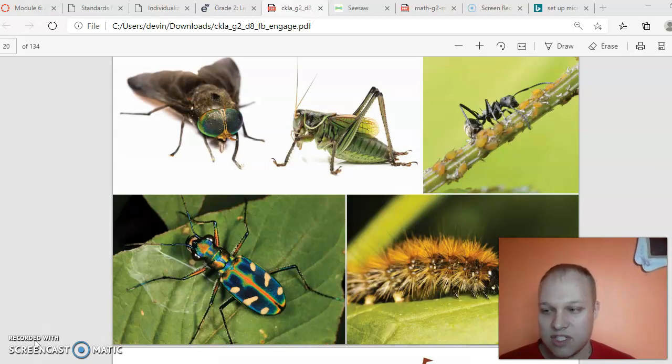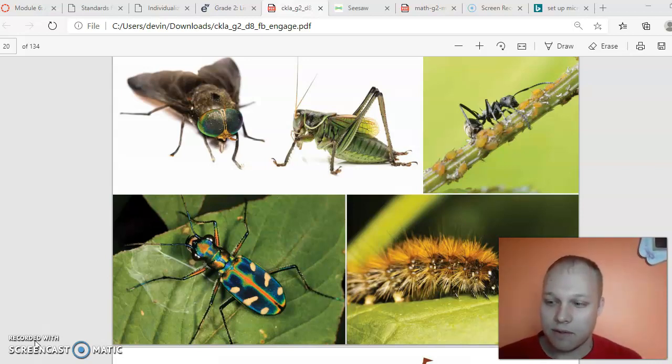Exoskeletons: the stiff body coverings of insects, providing support and protection. Skeletons on the outside of the body. So that beetle right there, you can see it has a thick exoskeleton to protect it from being squashed. So its skeleton is actually outside its body, not inside like ours.